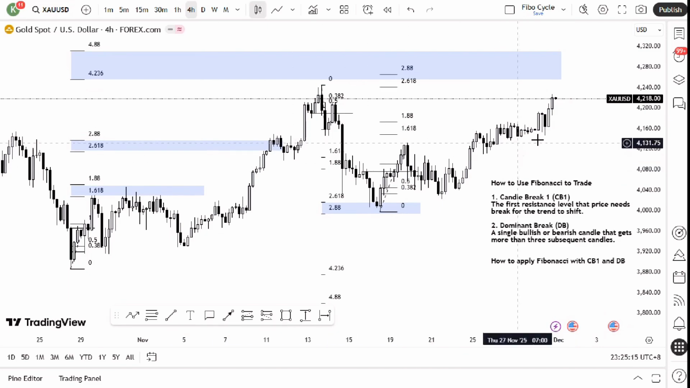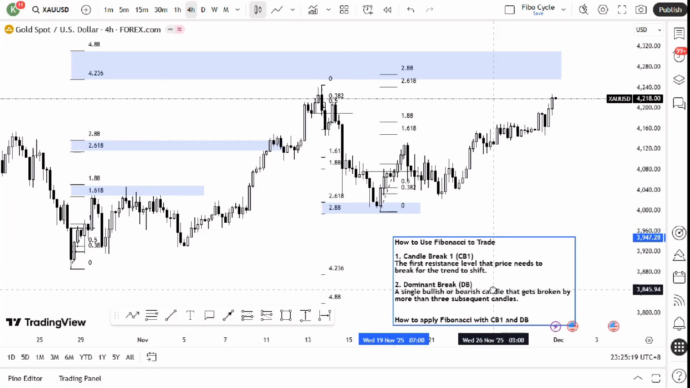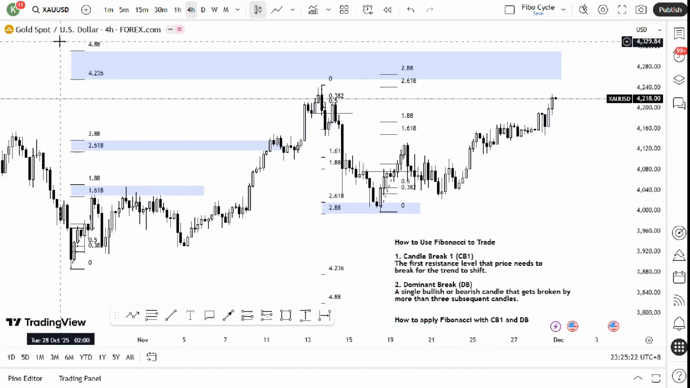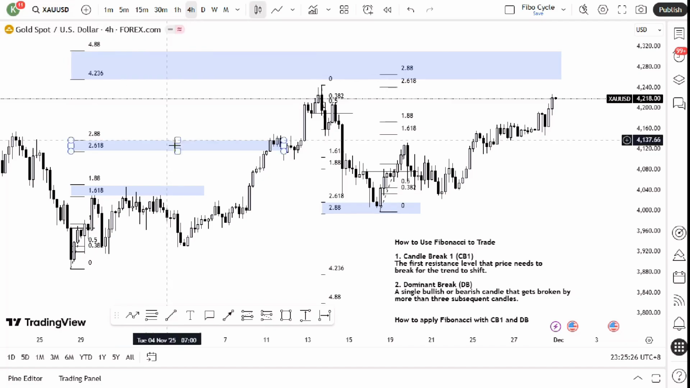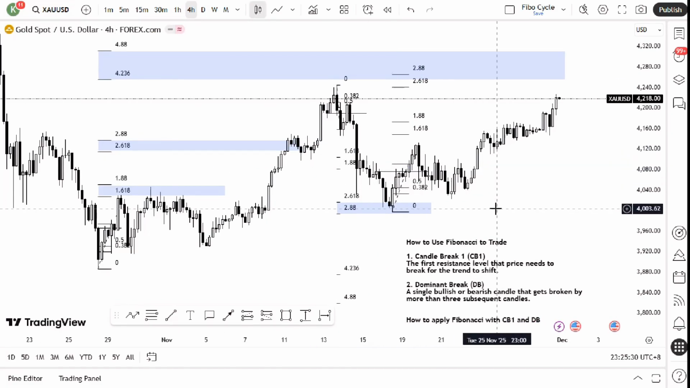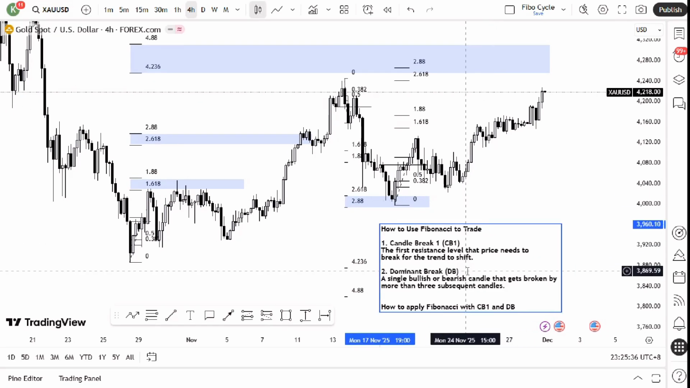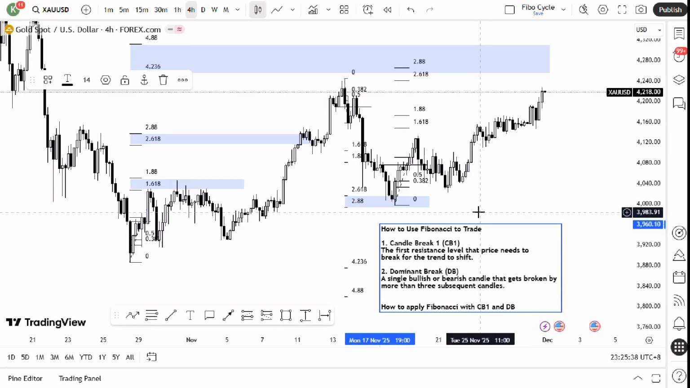This is how I use Fibonacci to trade. The main instrument which I use is gold, but we can also use this for other markets as well. I hope this video was helpful and helps you understand how to use Fibonacci to trade.